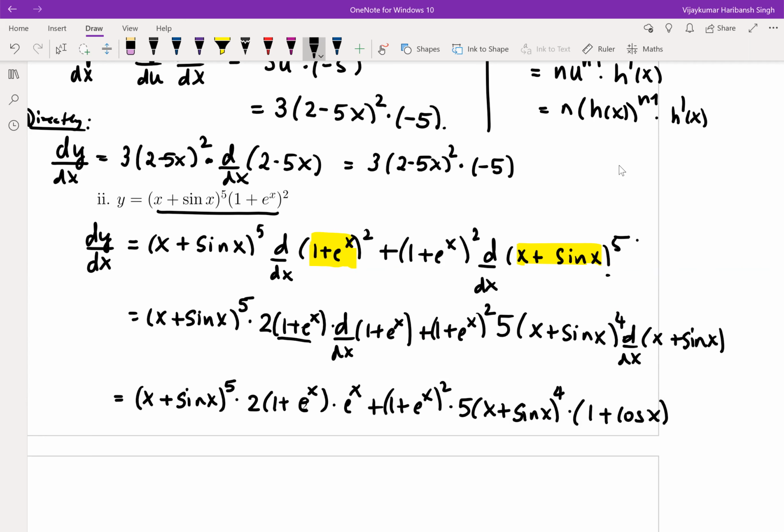The derivative of this guy is going to be, again, you treat this shaded thing as x. So that is going to be 5 times x plus sine x to the power 4 multiplied by the derivative of the inside again. So we have x plus sine x to the power 5 times 2 times 1 plus e to the x. The derivative of this guy is e to the x. And then this guy as it is, 5 times x plus sine x to the power 4. The derivative of x is 1 and the derivative of sine x is cos x. So this is how it goes.